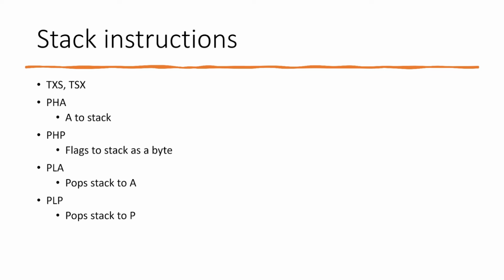PLA and PLP are the exact opposite of PHA and PHP. PLA means go to the top of the stack, take whatever is there, put it into the accumulator A, and then move the stack pointer up. And PLP is going to do the same thing with the flags. So it's going to take the value from the stack and put it into register P.